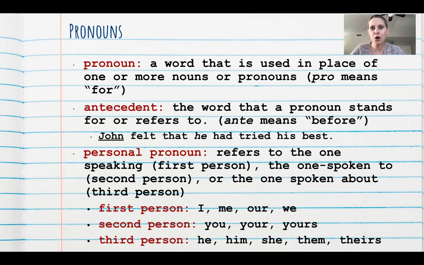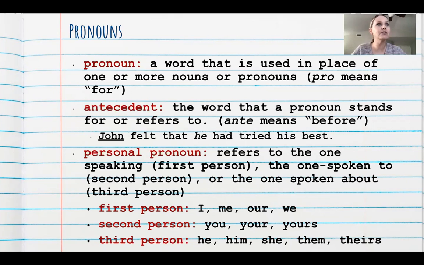Okay, so what is a pronoun? A pronoun is a word that is used in place of one or more nouns or pronouns. So it's really something quite logical if you think about the word pro. Pro means for, okay? So it's the root word for "for." And a pronoun is a word that I use for a noun. So instead of having a noun, I put a pronoun in. It's for the noun. So it's a substitute.